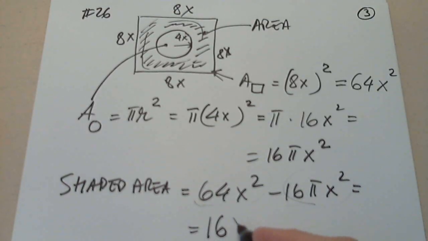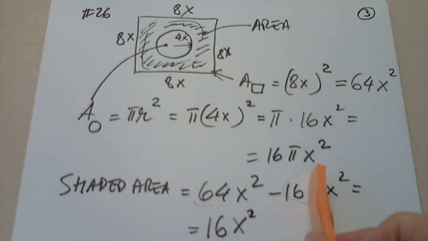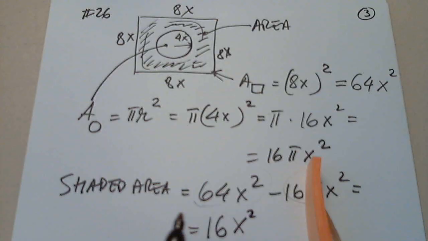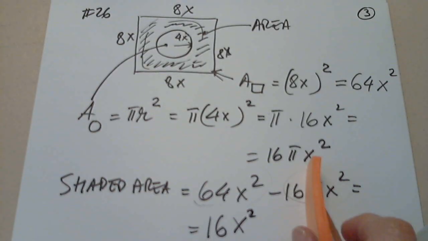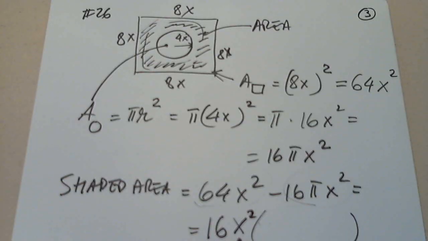X squared. Normally, I would have said combine like terms, 64x squared minus 16x squared, but I can't because of this pi. So that's why these are not like terms. The only thing I can do is factor. And I factor out the greatest common factor, which is 16x squared.